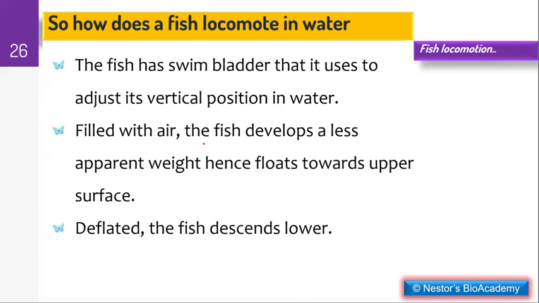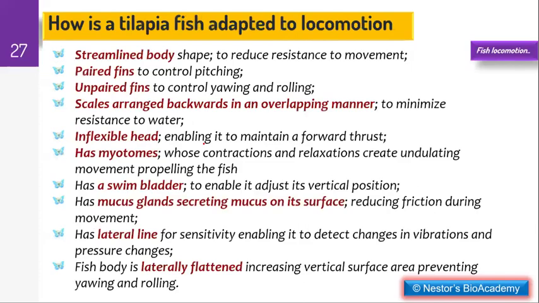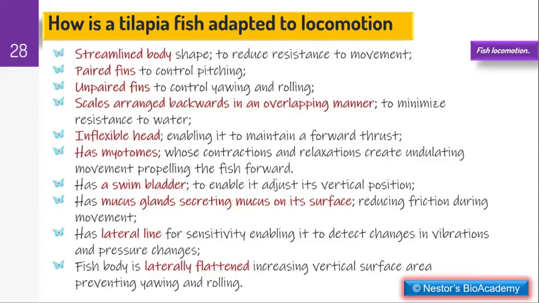Similarly, we can then ask you to describe how a bony fish like a tilapia is adapted to locomotion in water. And there are so many adaptations you can always talk about. So the common adaptation you can talk about here: remember, the fish has a streamlined body shape. This is important in reducing resistance to movement.